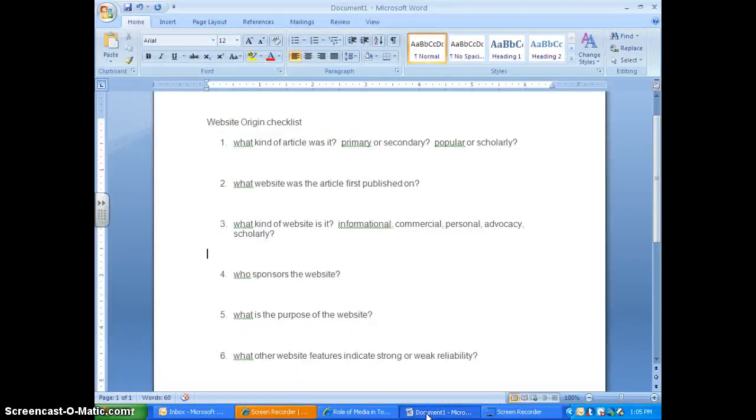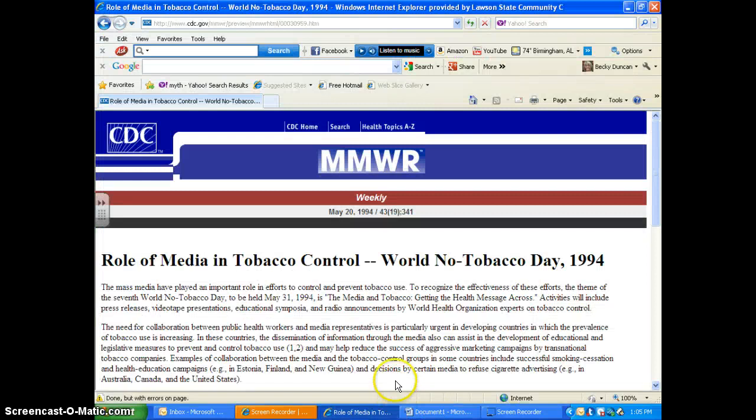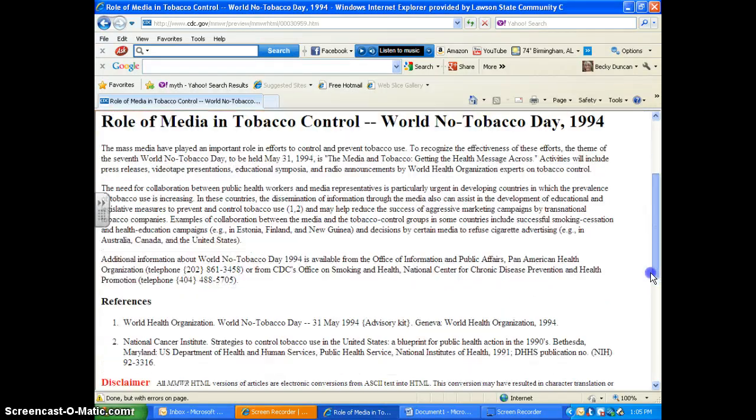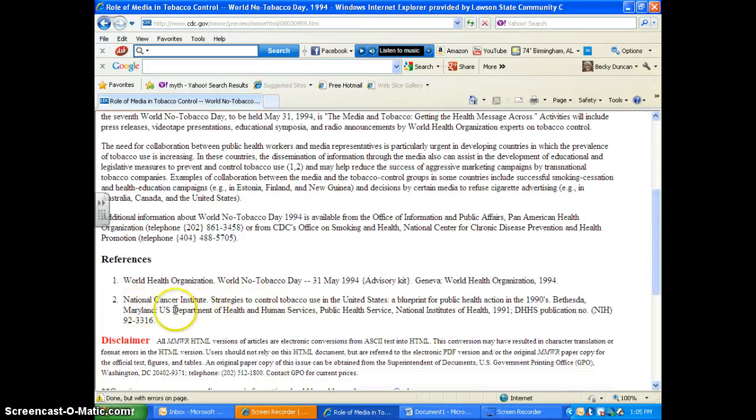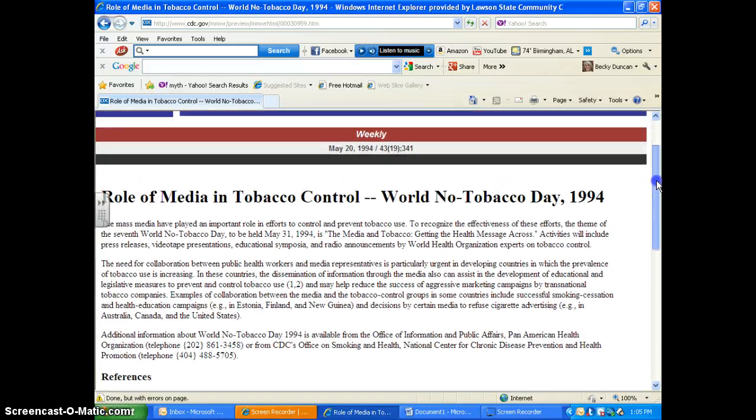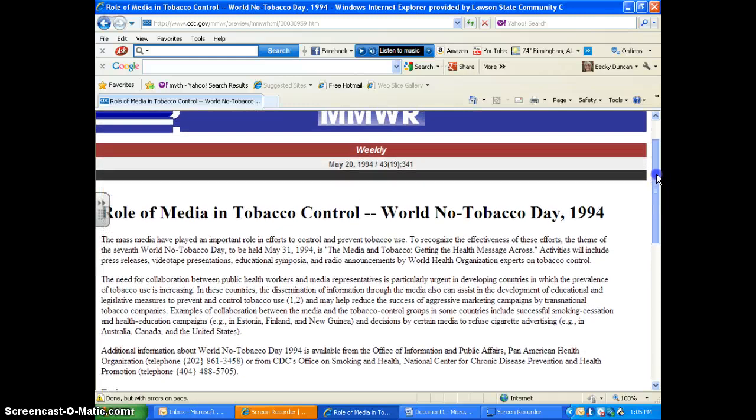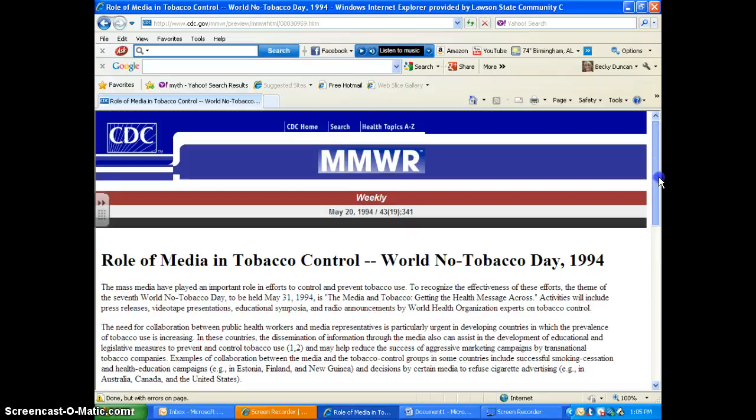The next thing, is it popular or scholarly? Well, it does use a scholarly type of reference here for the National Cancer Institute, the U.S. Department of Health and Human Services, but the article itself is just informational. We would deem this popular. It's not in an academic scholarly journal. It's just out there for the public. Anybody has access to it, so we would say popular.